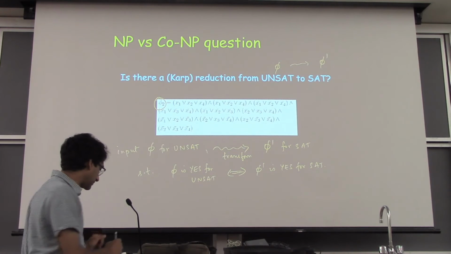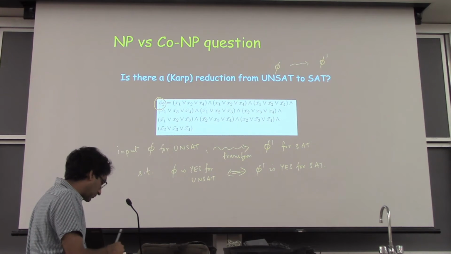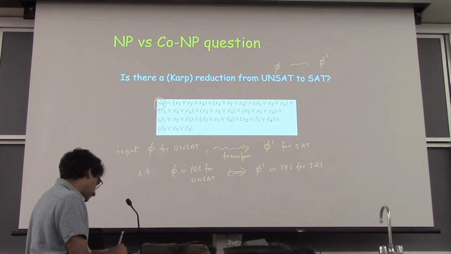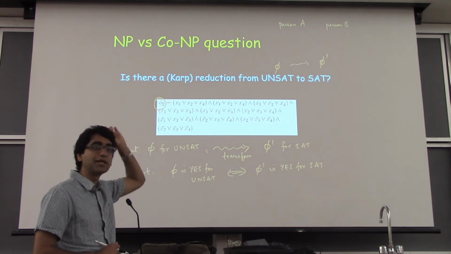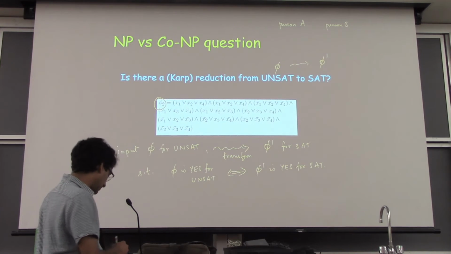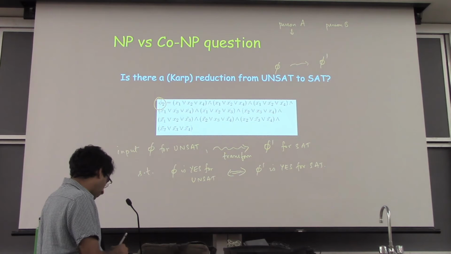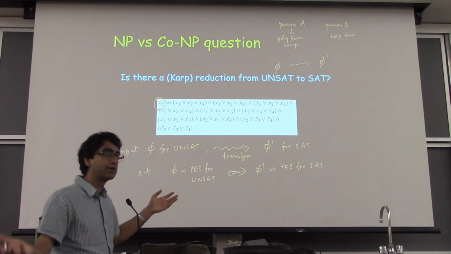So let me explain the game setup better. There is a person A and a person B. This kind of thing is always nice to think about in complexity. So there are two people. This guy can only do poly time computations. Person B can do exponential time. Person B can do whatever he wants.